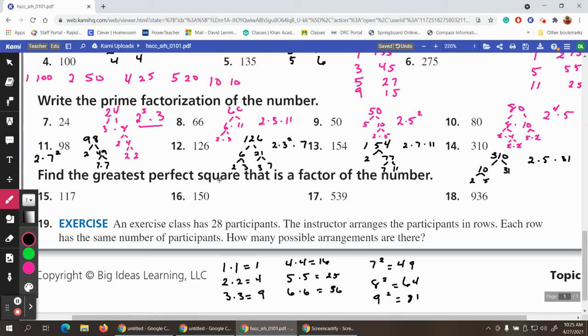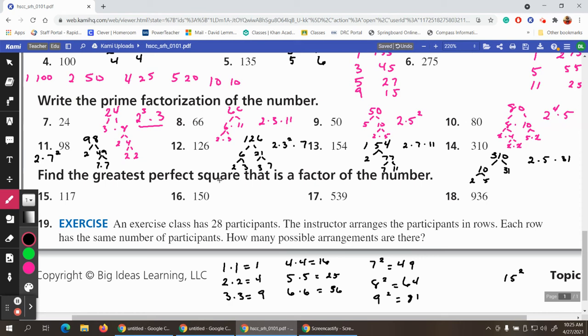You really need to know these all the way up to 15 squared. But 1, 4, 9, 16, 25, 36, 49, 64, 81, all right, 100, all the way up to 225, right? And it keeps on going. Those are called your perfect squares, okay? So what it's asking is, hey, what is my largest perfect square?